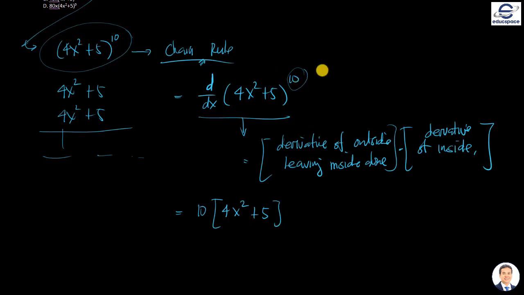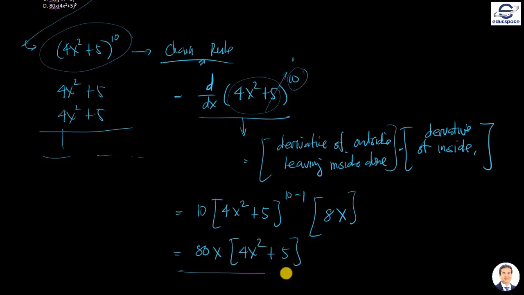We take the derivative of the outside, so 10 minus 1. And then the derivative of the inside, inside the parenthesis, that is 8x, and of course the derivative of a constant is 0. So we have this equation now, 8x multiplied by 10 is 80x, multiplied by 4x squared plus 5. So this is our answer. I forgot to put the 9 here, so this is equivalent to letter D.